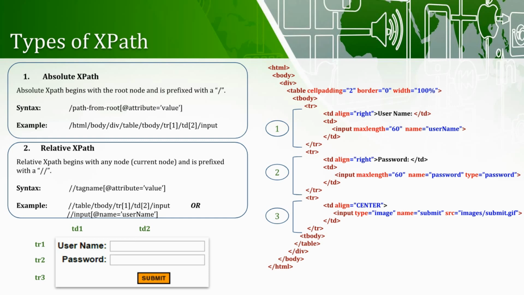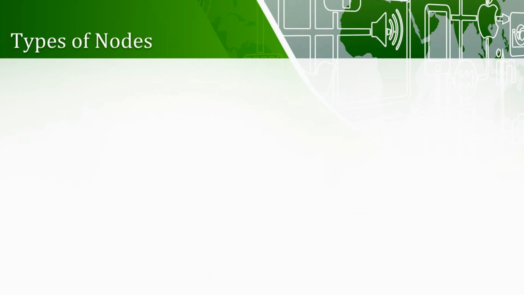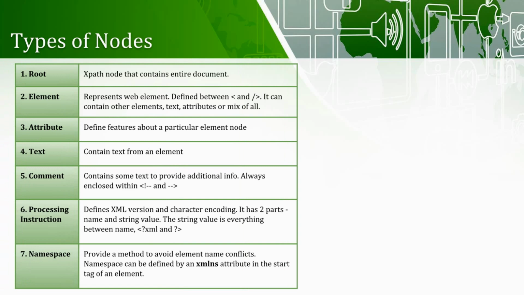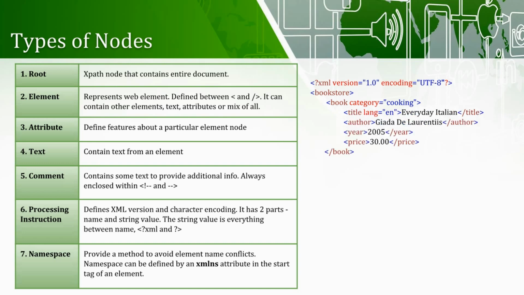Let's move to types of nodes. In an HTML document, we have different types of tags and nodes. So we have classified them into different types of XPath nodes. There are 7 types of XPath nodes: root, element, attribute, text, comment, processing instruction and namespace. Now in order to have a better understanding of these nodes, I have considered an example in which I am going to show which node will be the root, which node will act as element and the others.